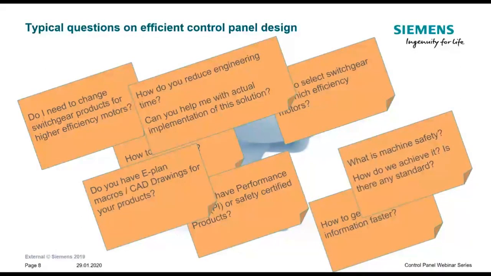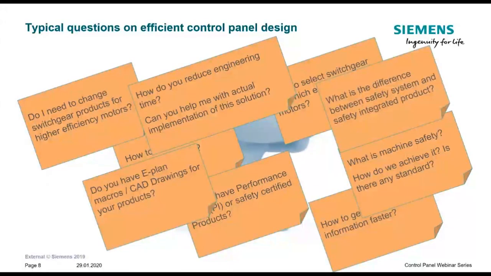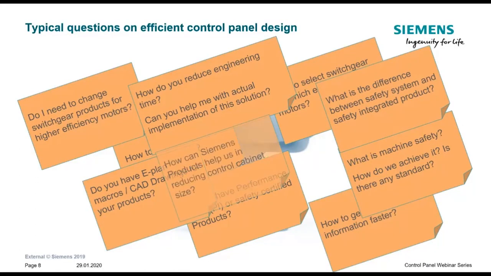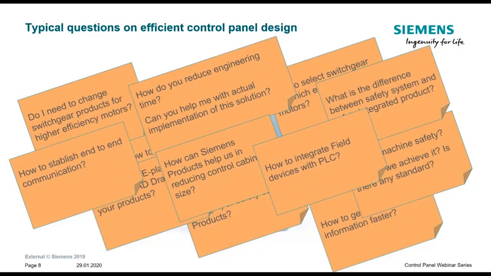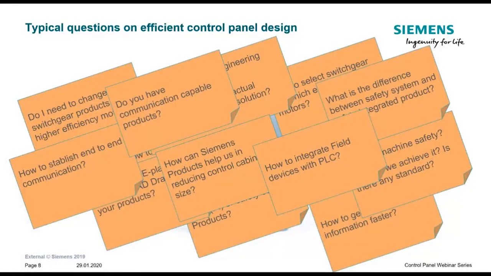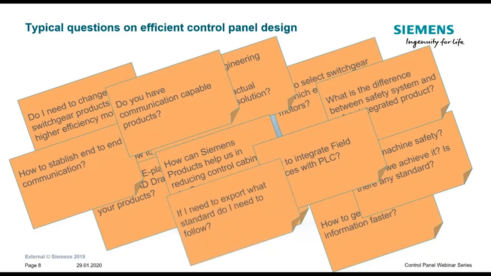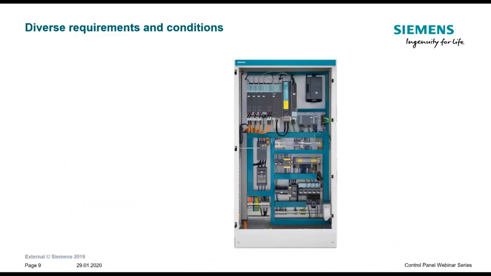Are there any E-plan macros or CAD drawings for products? What is actually machine safety and how can we achieve it? Is there any standard behind this? What is the difference between safety system and safety integrated products? How can Siemens products help you to reduce control cabinet size? How to establish end-to-end communications, and even how to integrate field devices with PLCs. Are there any communication cable products? When needing to export, what standard do we actually need to follow? To answer all of these questions and many more is the reason why we're here.